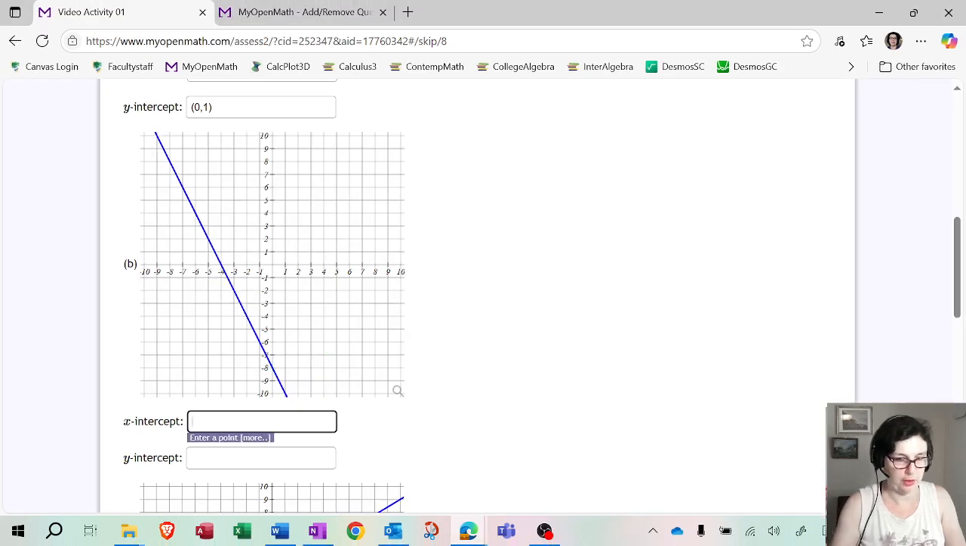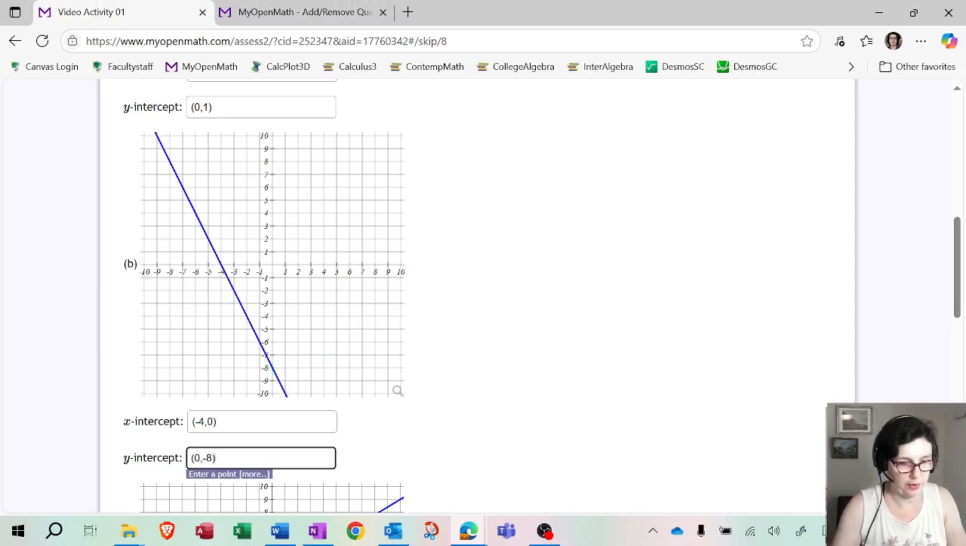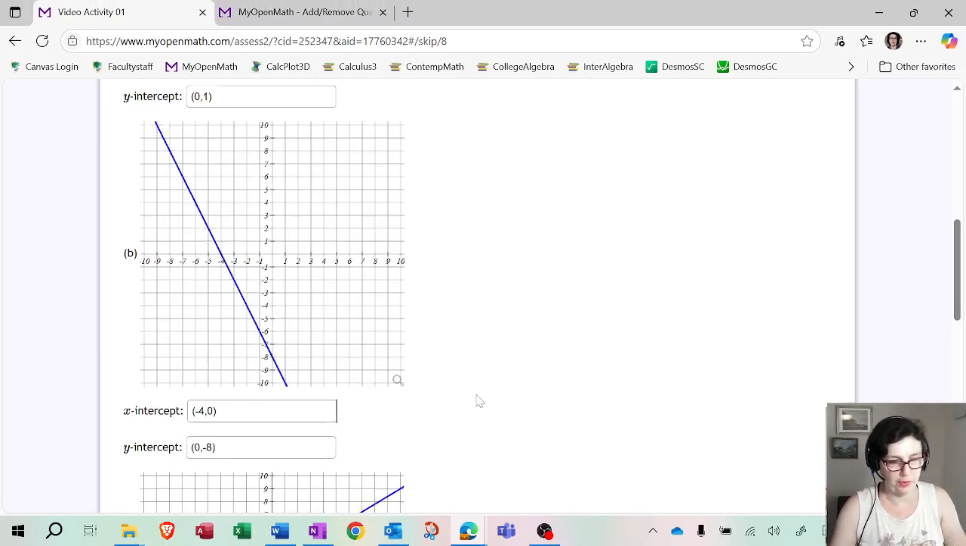So we can type that in here. So (-4, 0), and then (0, -8), and so on. So the rest of the examples are similar.